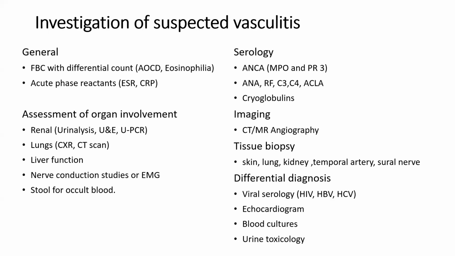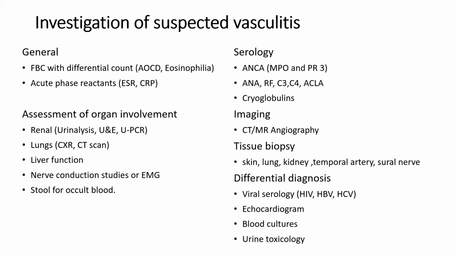And then what do we do to try to make the diagnosis? Full blood counts will help us to pick up eosinophilia of, for example, EGPA. The acute phase reactants will be raised, especially your ESR. And then you also need to work up to find the extent of organ involvement. You need to do your renal function test and your urinalysis. You need to image the lungs to see if there are any infiltrations that you expect from the small vessel vasculitis that have lung involvement.